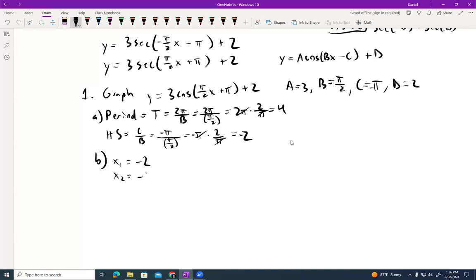So our x2 is going to be negative 1. Our x3 is going to be 0. Our x4 is going to be 1. Our x5 is going to be 2.